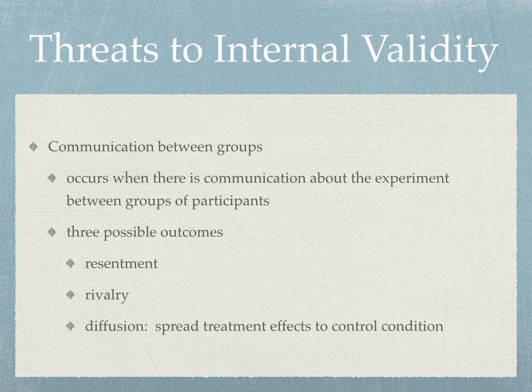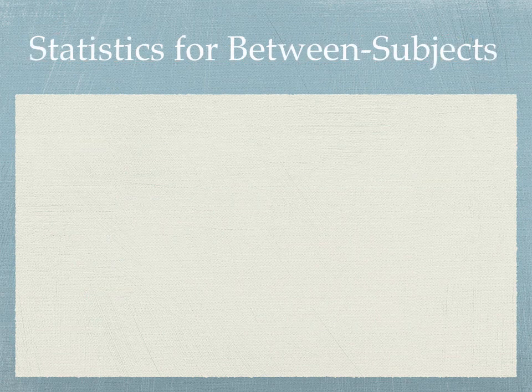All three of these outcomes create differential patterns of behavior that then become alternative explanations for differences between our groups. We've muddied the waters. There's more noise. It's harder to see our signal. And because of that, communication between groups is a threat to internal validity. So those are our main threats to internal validity. Again, I hope you've reviewed the online tutorial on that. And please let me know if you have any questions that you would like to address.